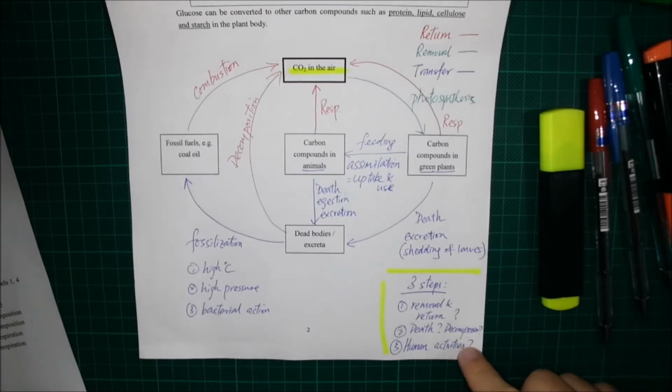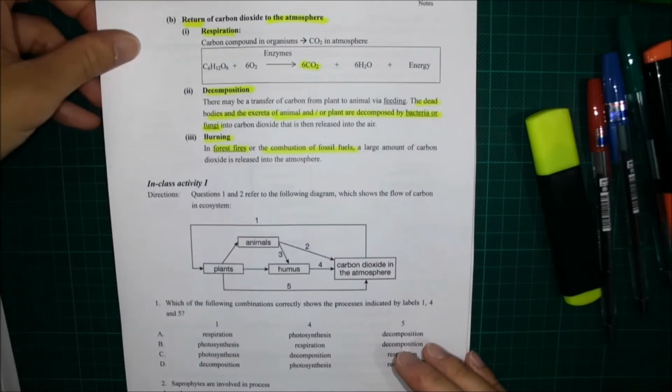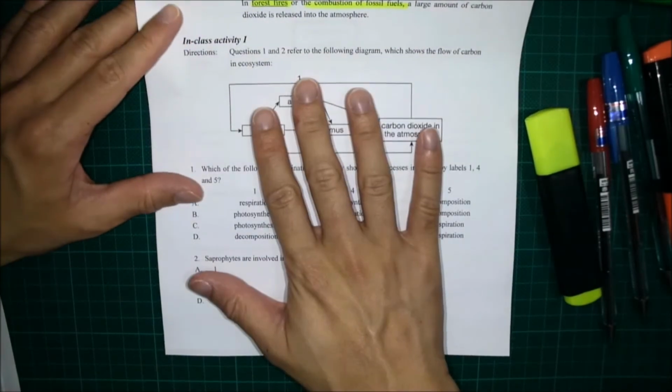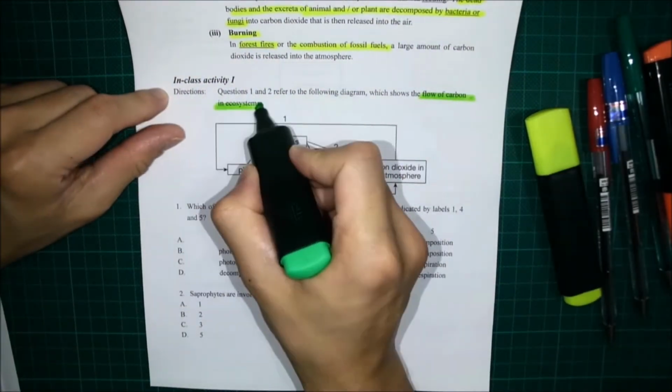Okay, we always think about human activity: how can we, human beings, do something that has an impact on the environment? After that, we do some questions for quick revision as well. This question is about the flow of carbon in the ecosystem.